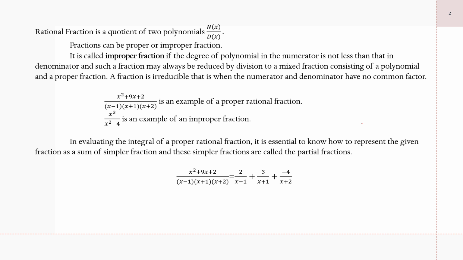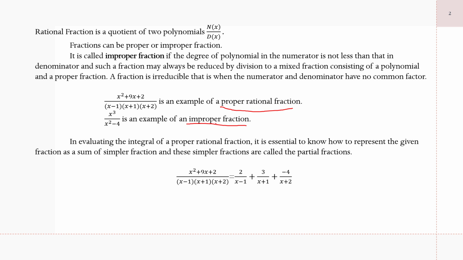It is called an improper fraction if the degree of the polynomial in the numerator is not less than that in the denominator. Such a fraction may always be reduced by division to a mixed fraction consisting of a polynomial and a proper fraction. A fraction is irreducible when the numerator and denominator have no common factor. Let us have an example of this. This is a proper rational fraction, and this one is an improper fraction.